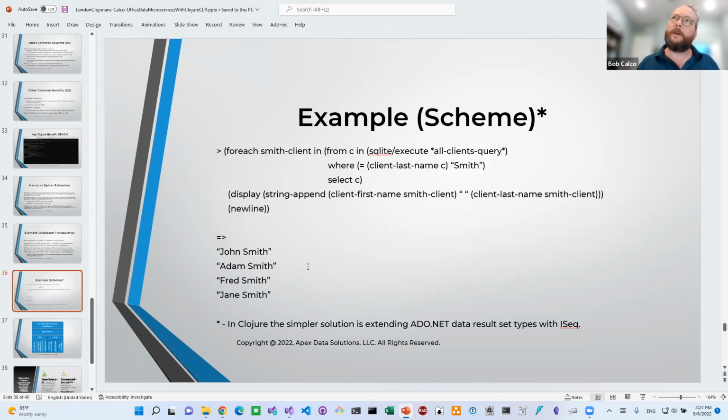So I ask myself, what does an interoperable enterprise app look like? What could that look like with Clojure?